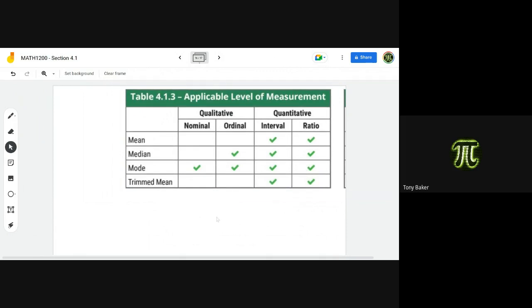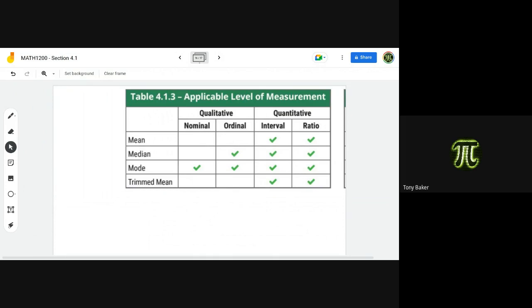All right. So remember, we have two types of data, right? Qualitative and quantitative. Qualitative is non-numerical, or it's descriptive type data, right? You can't find your mean of those. You can't do the mean of qualitative data.